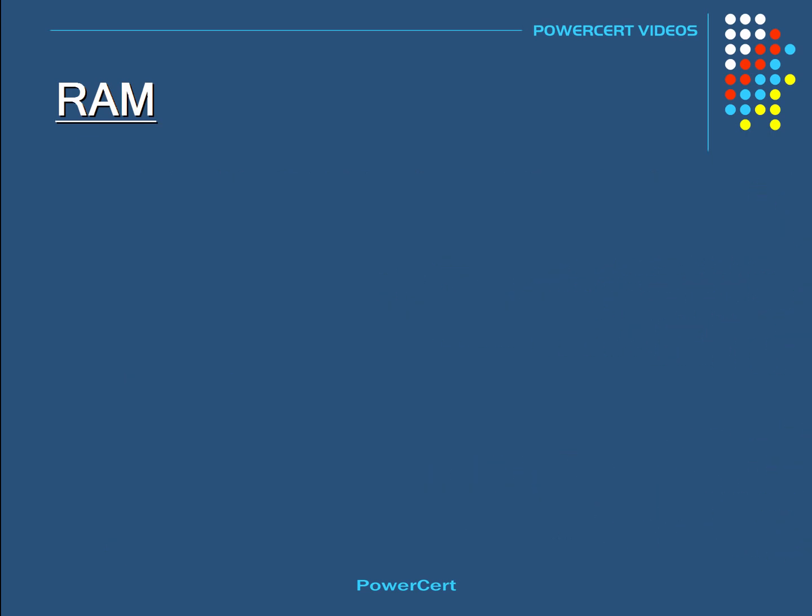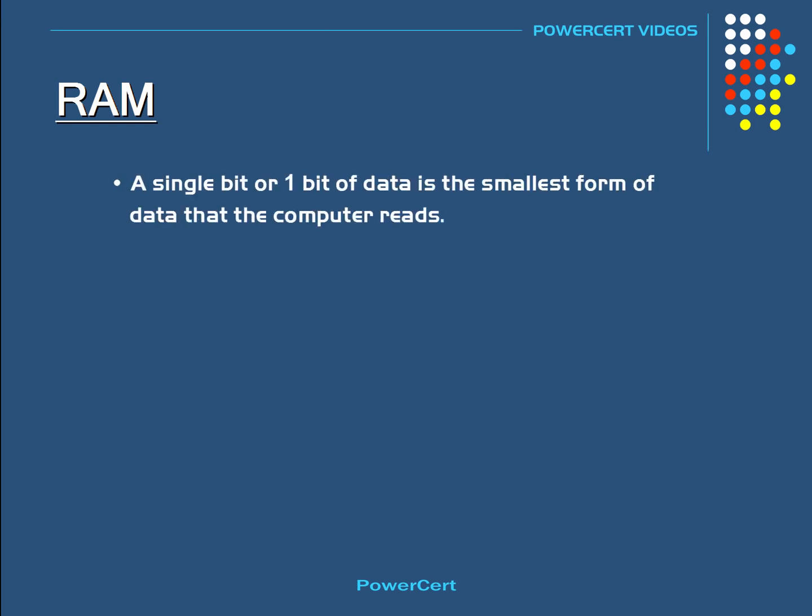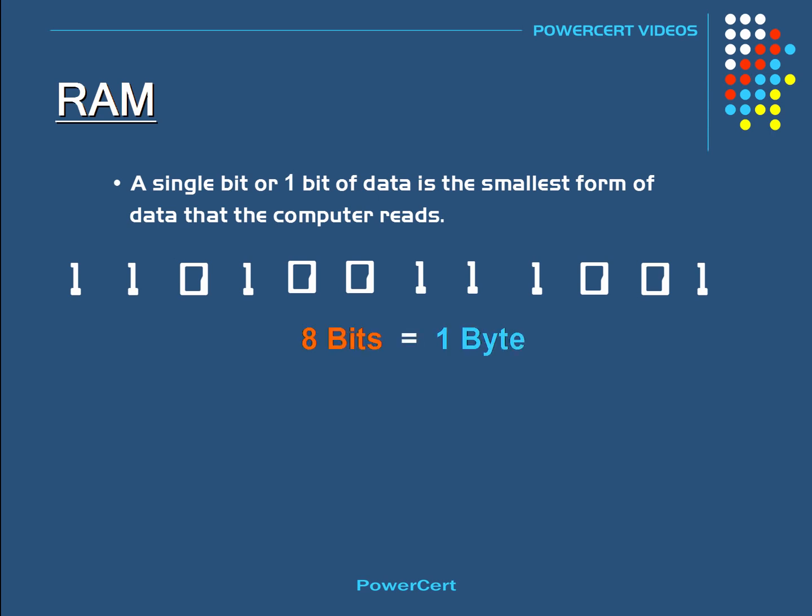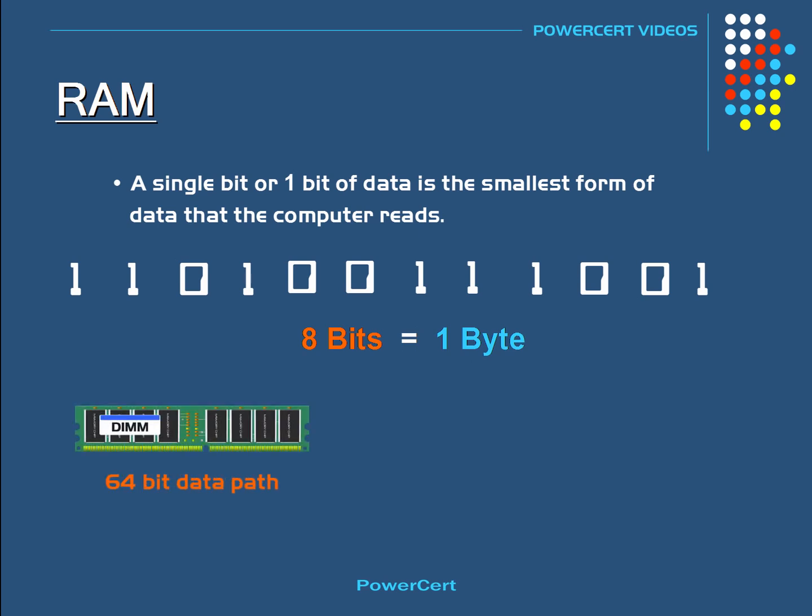Now, a single bit, or 1 bit of data, is the smallest form of data that the computer reads. Because in the computing world, a computer only understands ones and zeros, which is represented by a single bit of data. Now, there is also the term byte, and 8 bits is equal to 1 byte. So if a memory DIMM is rated to have a 64-bit data path, then that means that it has an 8-byte wide data path, or bus, because 64 divided by 8 equals 8.